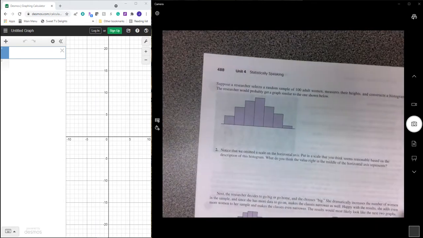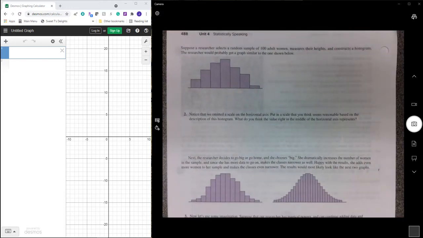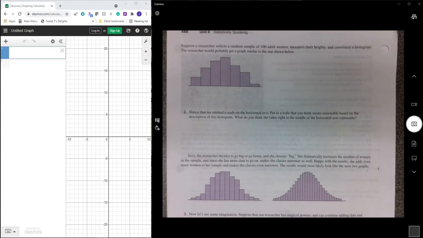It says here, suppose a researcher selects a random sample of 100 adult women and measures their heights and constructs a histogram. The researcher will probably get a graph similar to the one shown below. Okay, notice that we omitted a scale on the horizontal axis. Put in a scale that you think seems reasonable based on the description of this histogram. What do you think the value right in the middle of the horizontal axis represents?